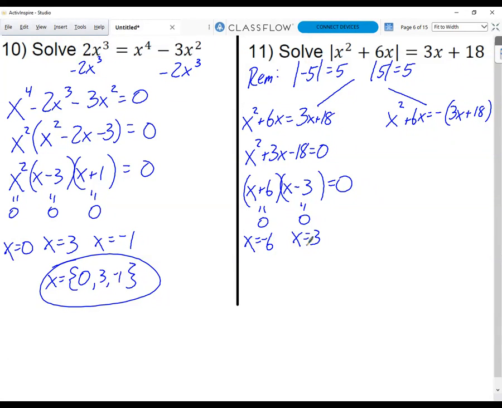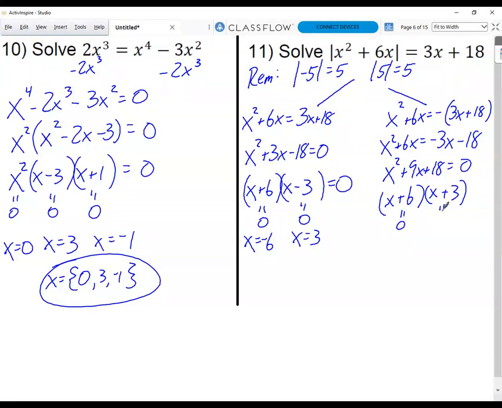Over here on the right, there's going to be an extra step. So x squared plus 6x equals negative 3x minus 18. Bring everything over to one side gives x squared plus 9x plus 18 equals 0, which means our signs are going to be plus plus. We have our x's in the front. Factors of 18 that add up to 9. Positive 6, positive 3. So equals 0, equals 0. So x equals negative 6, and x equals negative 3. And now we have to go through and check each of these for extraneous solutions.